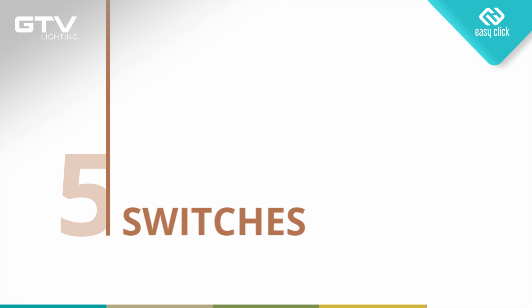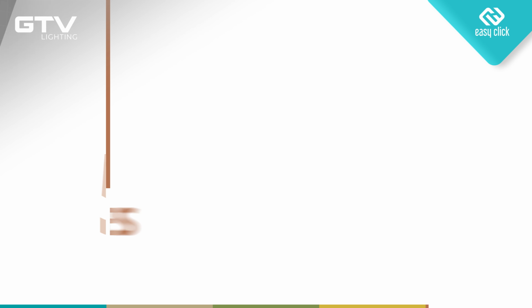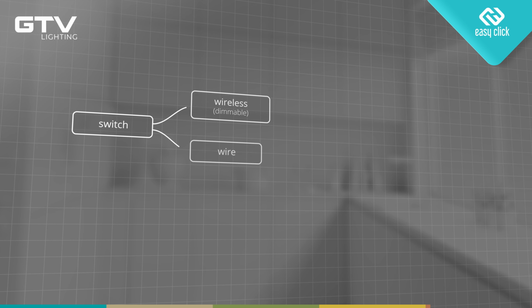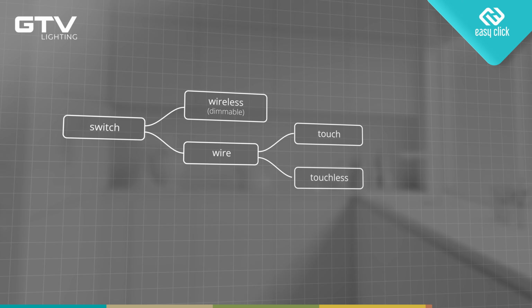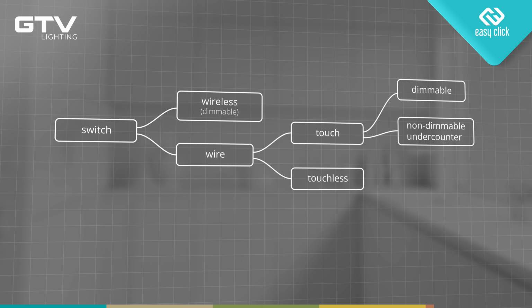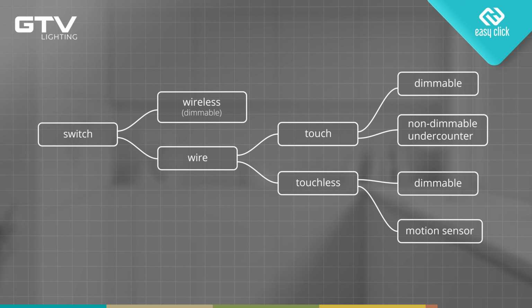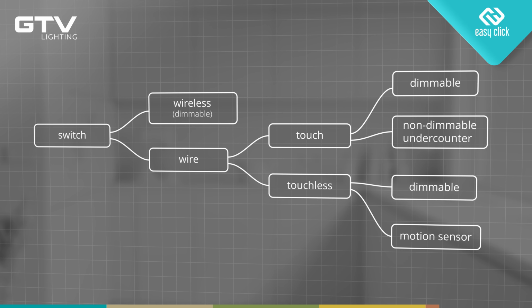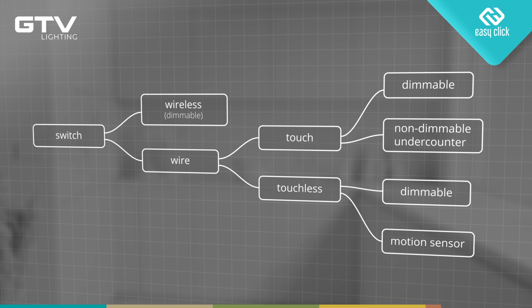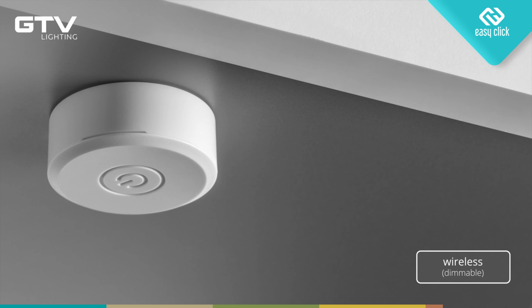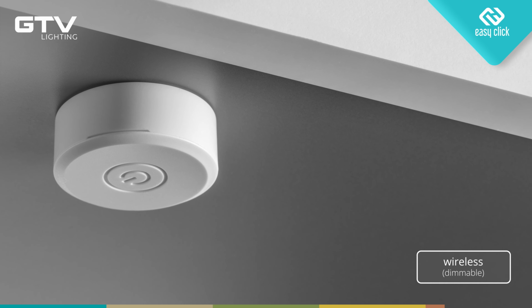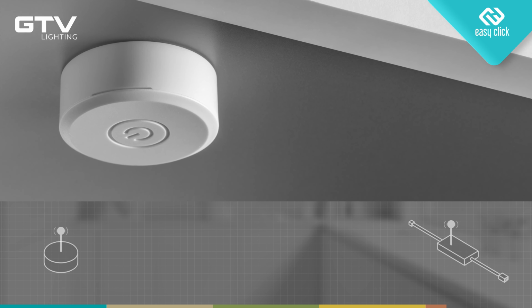Many people are not aware of it, but the switch is the key to comfortable use of lighting. In the EasyClick system, you do not have to explore the technical parameters of the switch. It is enough that you define your needs. For example, do you want it to respond to touch, have a dimming function, or maybe it should react to movement? Our recommendation is a wireless touch switch that connects to the controller via radio waves.